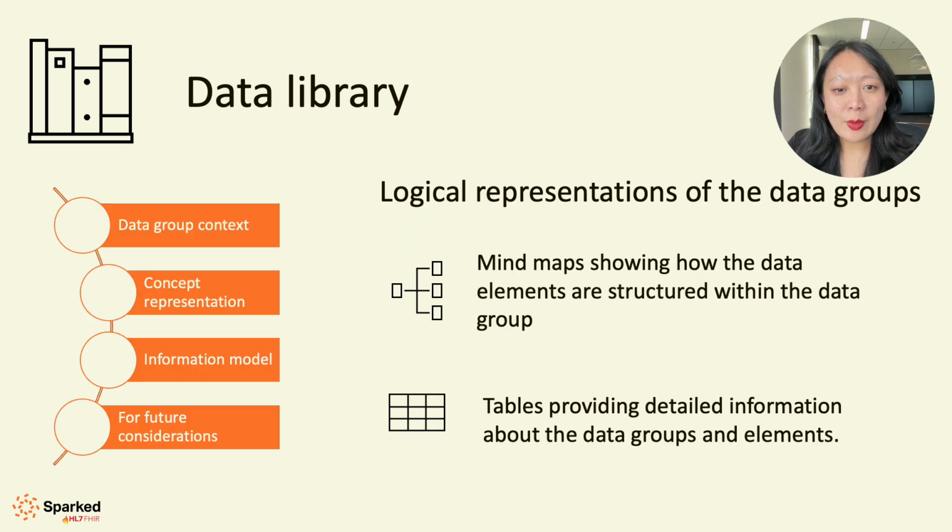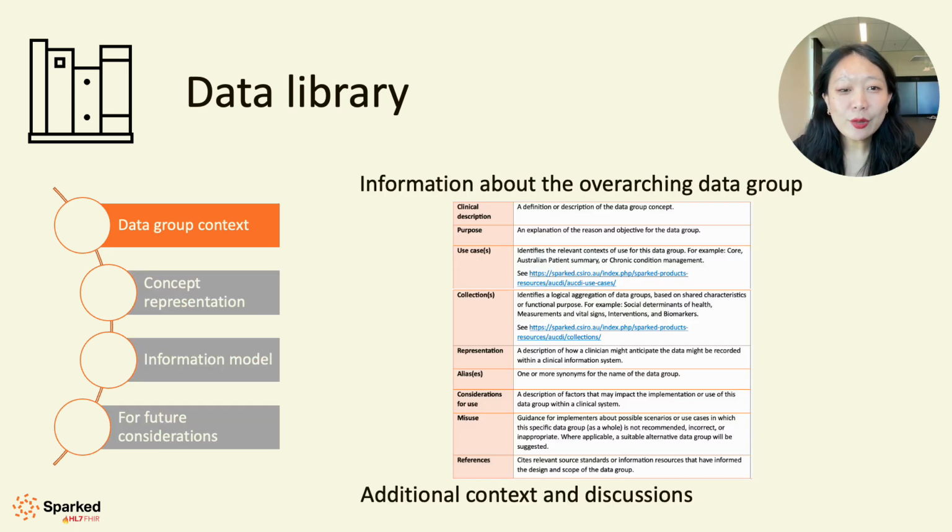The AUCDI represents the logical representation of the data groups as a series of tables and mind maps, with the mind maps showing how the data elements are structured within the data group and the tables providing detailed information about the data groups and elements. Within the AUCDI document, each data group is presented in a consistent way. The data group context provides metadata about the data group as a whole: its description, purpose, use cases and collections it belongs to, representation, aliases and considerations for use and misuse.